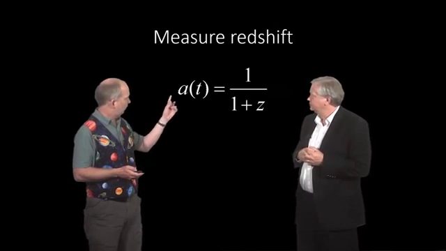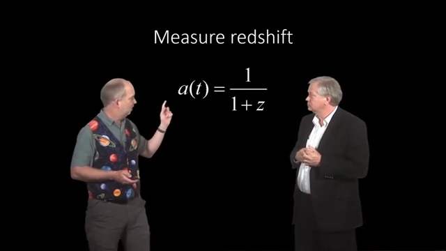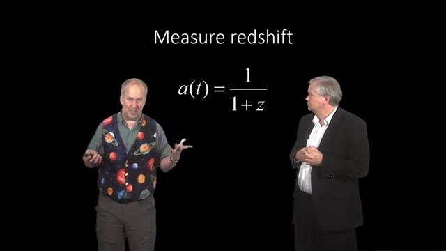So it turns out that the scale factor when it was emitted is going to be less than it is now, because the universe is getting bigger. So this is always going to be less than 1, if you assume the scale factor today is 1.